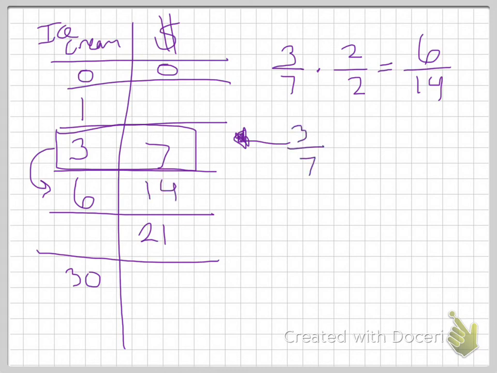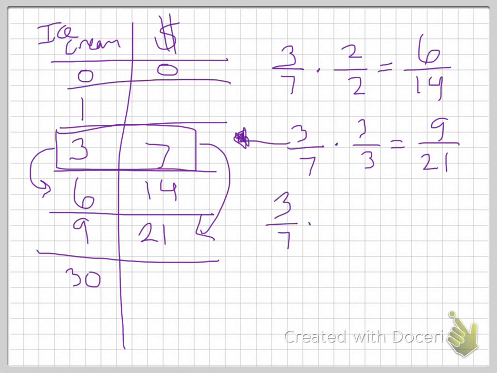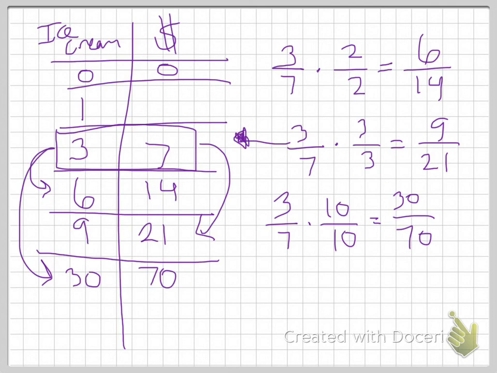If I'm starting with 3 over 7 and I'm trying to turn this 3 into a 9, I need to multiply by 3 over 3, and that gets me 9 over 21. I can do the same thing trying to get the 3 to a 30, and I would choose 10 over 10, which would give me 70. And this last one up here, it works the same way.